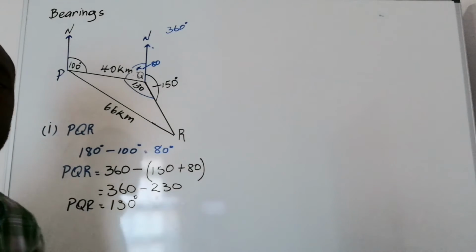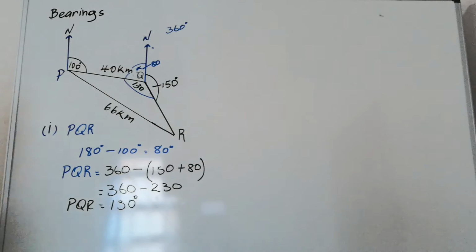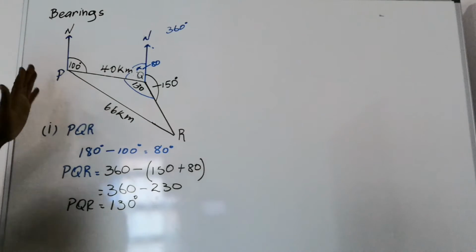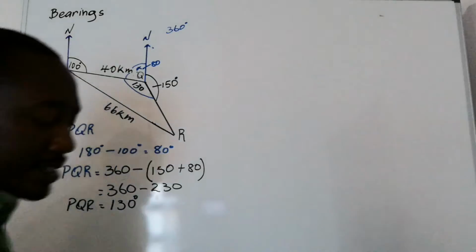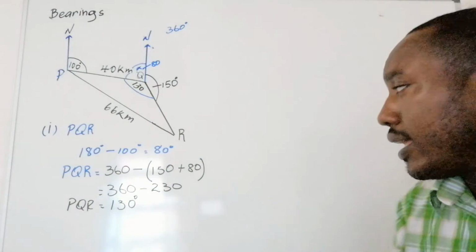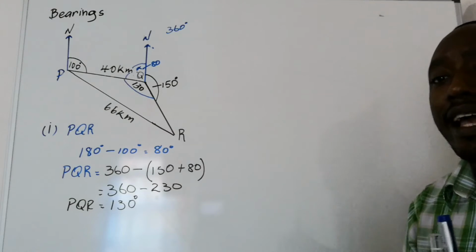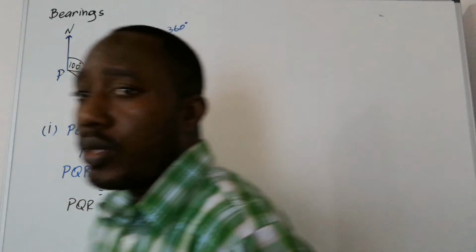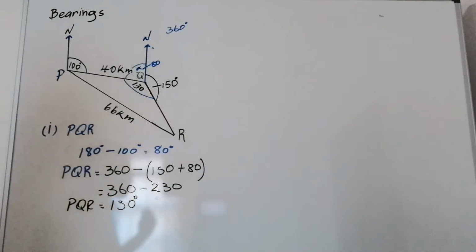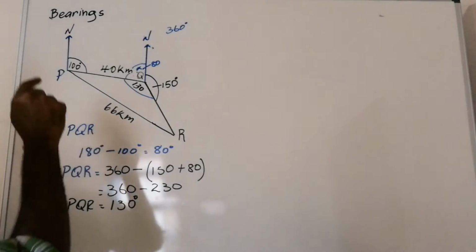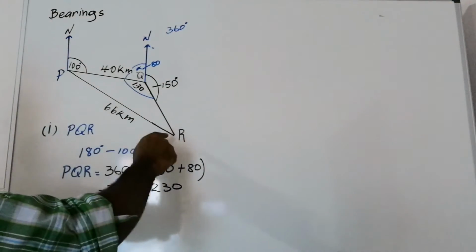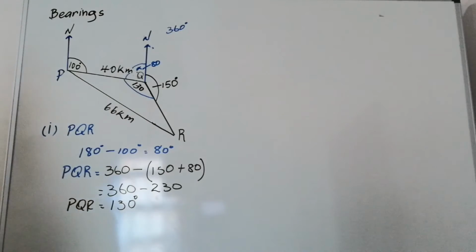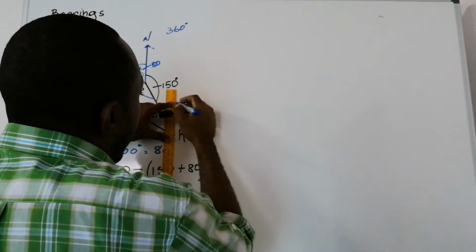Now, the next part of the question asks us to find the bearing of mass P from R. So again, first thing we do is to identify what it is we need, to identify this angle that we need. So what is the bearing that we need? If we're measuring the bearing of P from R, what is the first thing we need to do? We need to draw a north line at R.